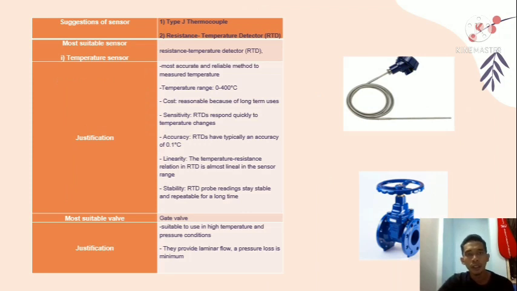For selection of sensor, there are two types, type J thermocouple and resistance temperature detector, but we choose the resistance temperature detector as our most suitable sensor because it is the most accurate and reliable method to measure temperature, and the temperature range is also similar to our P&ID description. For the most suitable valve, we choose the gate valve because it is suitable for high temperature and pressure conditions, and also provides laminar flow with minimum pressure loss.